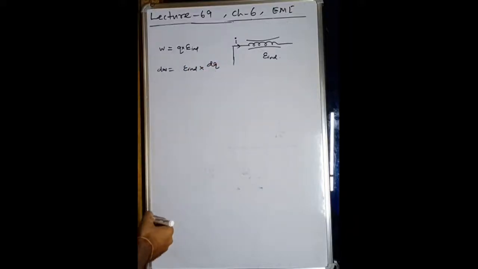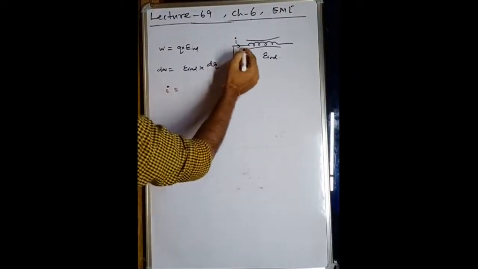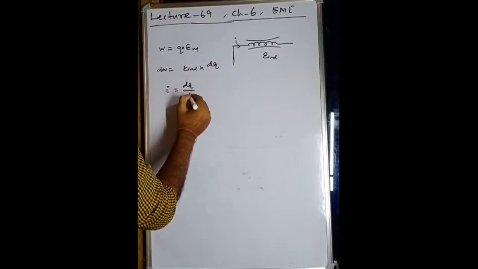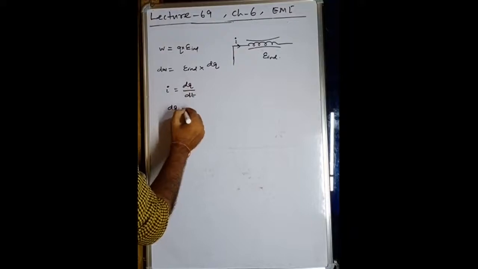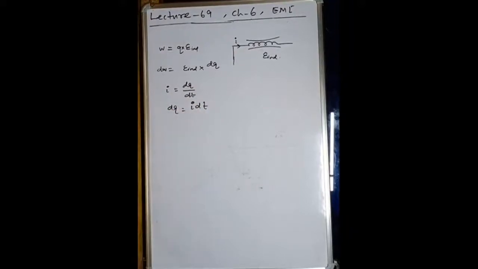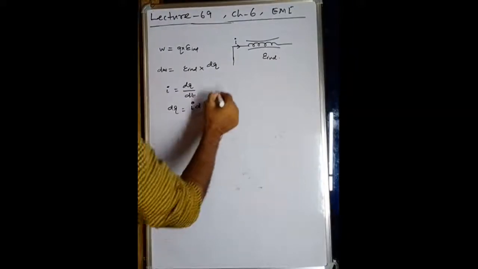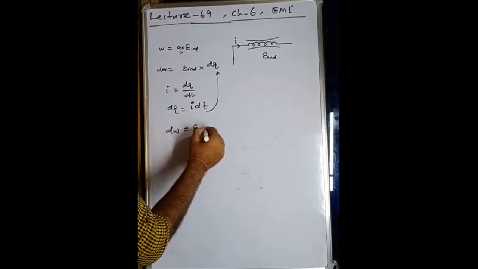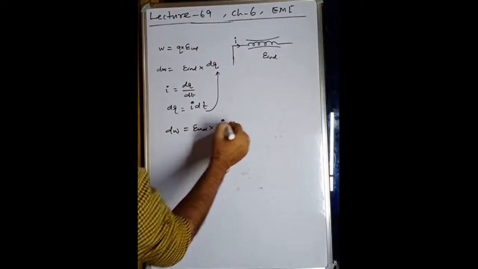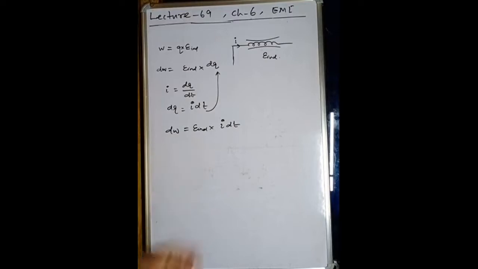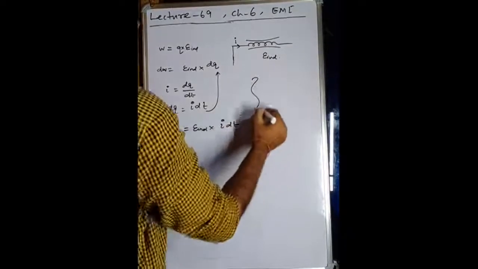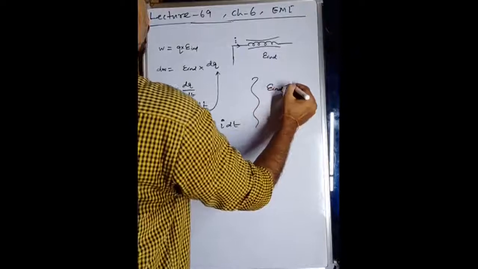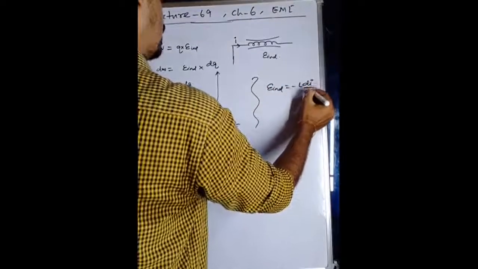Now we know that this current, my dear students, is nothing but the rate of change of charge, that is dq by dt. So dq can be written as I into dt. This is a very simple derivation, my dear students. Now we can put the value of dq, and it becomes dW equals E induced into I dt. Now E induced, which is the back EMF, due to the inductor is minus L di by dt.